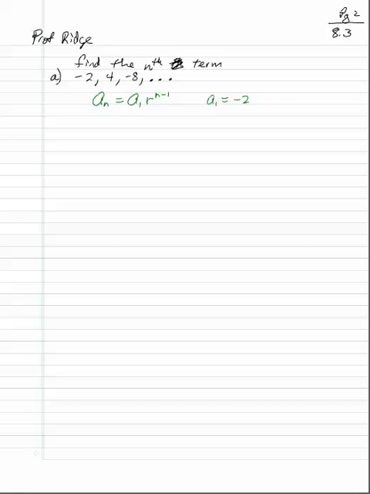And r, we're going to do a2 divided by a1, which is 4 divided by negative 2, which is negative 2. So a sub n is a1, which is negative 2, times r, which is negative 2, to the n minus 1.